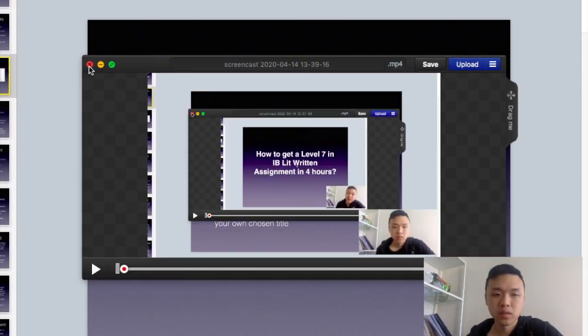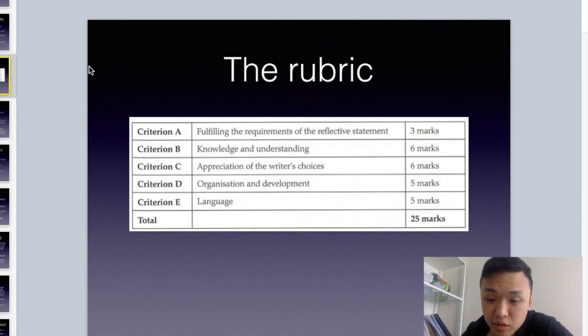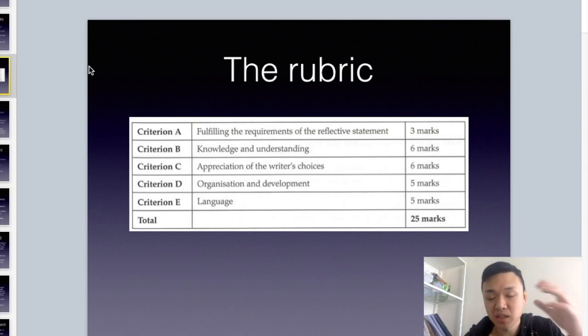Keep watching. Before we get into the tips, let's go to the rubric first, because we want to know how to get the top marks. The first criterion is fulfilling the requirements of the reflective statement. I'm going to tell you this later; it is very easy to get 3 out of 3. There are specific requirements of the reflective statement, and you need to satisfy them. This is easy. Next is knowledge and understanding of the text. Throughout all the assessments we talked about just now, you need to show that you understand the text deeply, and I'm going to teach you how to do that.